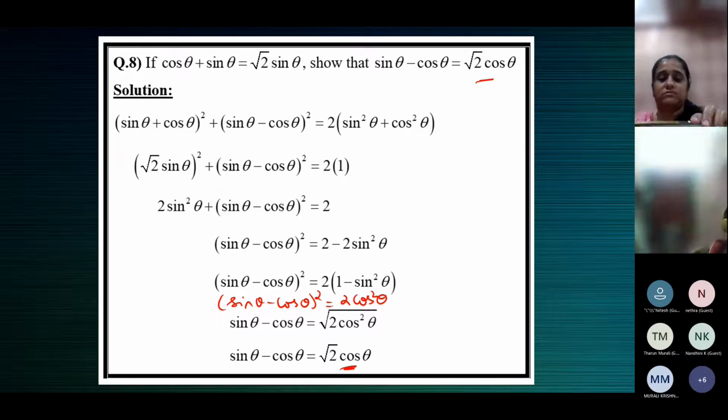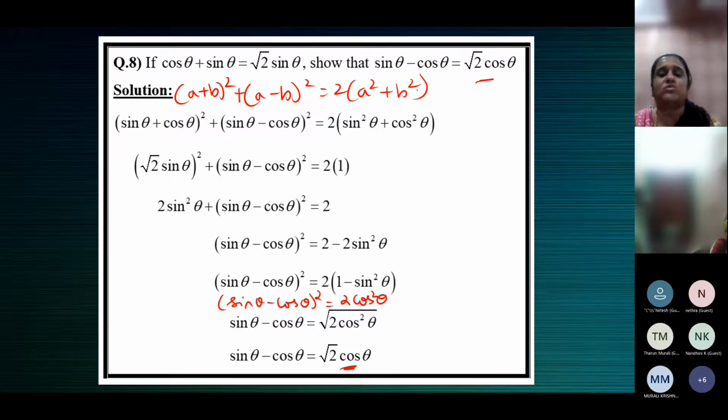Yeah, please write down. And the identity is a plus b the whole square plus a minus b the whole square is equal to 2 of a square plus b square. Why we use this identity is because we are given something like a plus b, sin theta plus cos theta, and we have to find sin theta minus cos theta. So like you're given a plus b and you have to find a minus b. So we use this identity in which these expressions are connected.